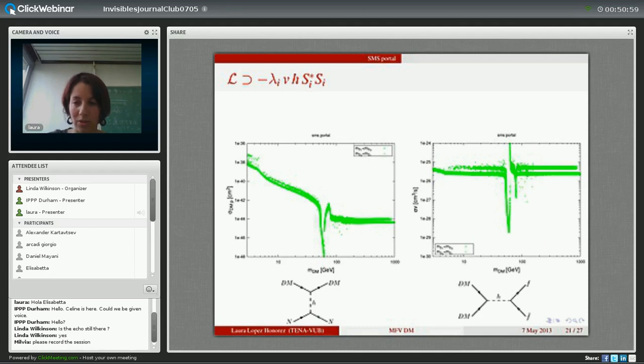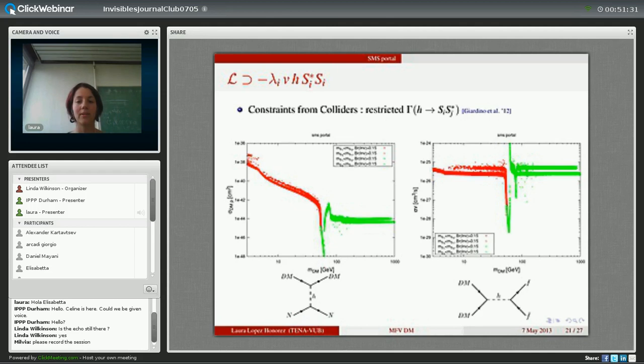Now this translates into the scattering cross-section versus mass, which is the plot on the left-hand side, as this green region, where you again recover this big dip, which corresponds to approximately half of the mass of the Higgs. It's the resonance into the Higgs particle that also appears there. Now, several constraints have to be put here.